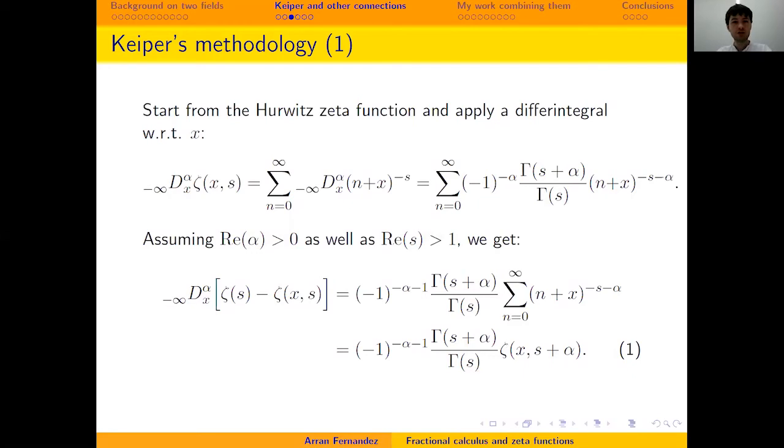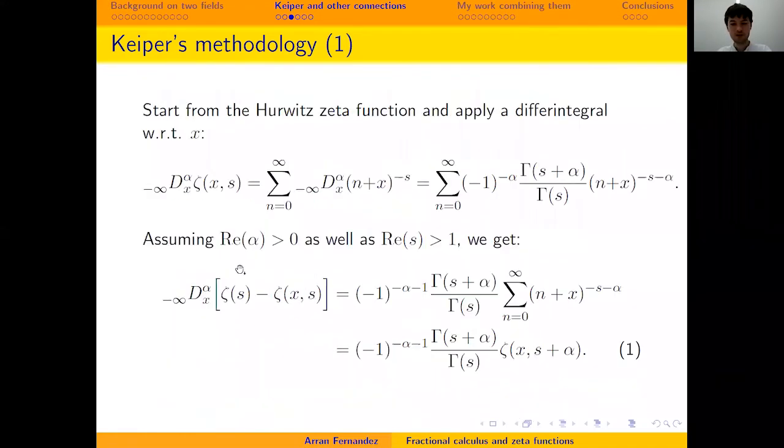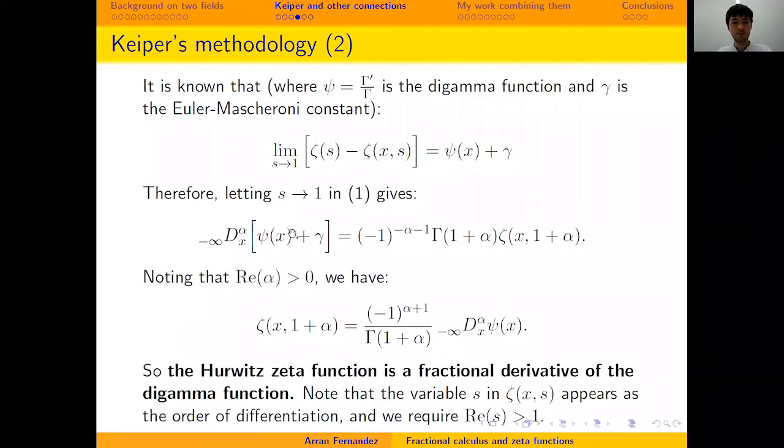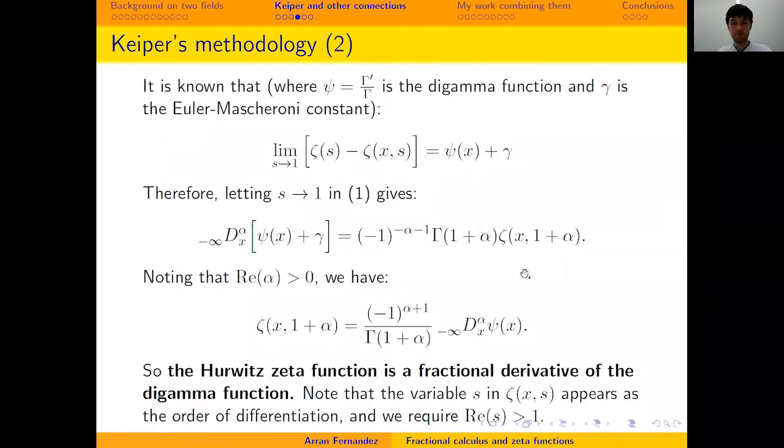So we use a result about zeta functions. As s tends to 1, this Riemann zeta minus Hurwitz zeta tends to the digamma function plus the Euler-Mascheroni constant. This is just a known fact. So in this expression, the part in square brackets goes to this digamma plus gamma. And the part on the right-hand side, where you have gamma of s plus alpha over gamma of s, becomes gamma of 1 plus alpha, and you have zeta of x, 1 plus alpha. So it looks like this.